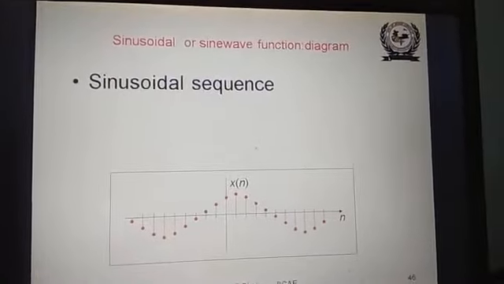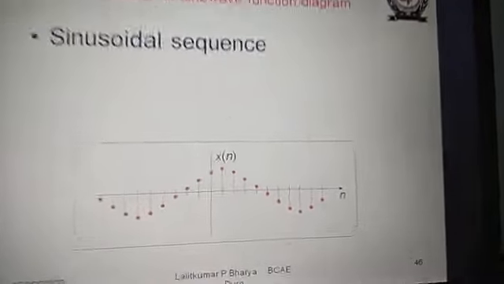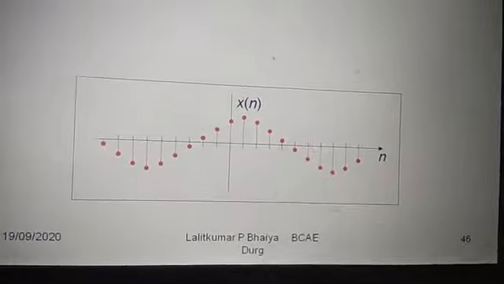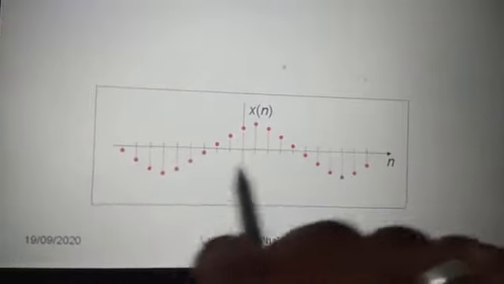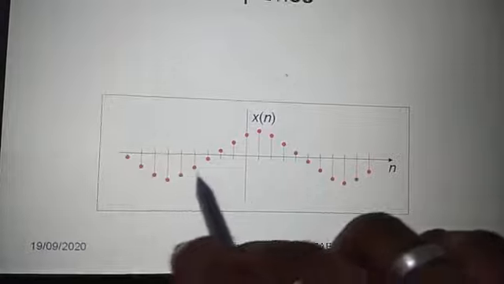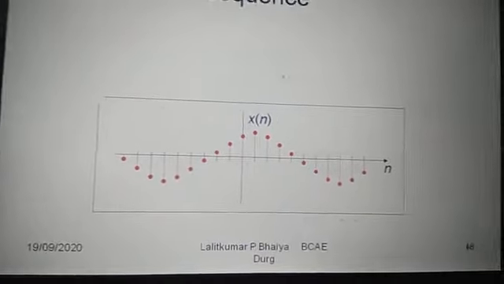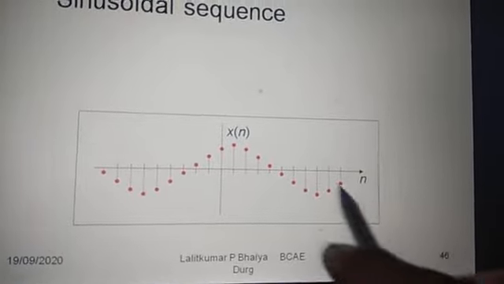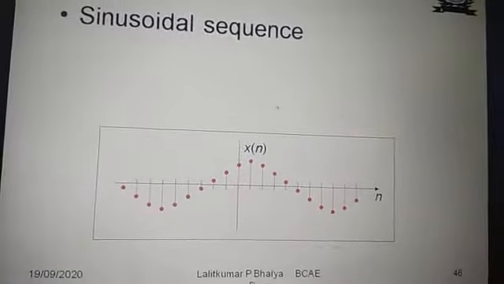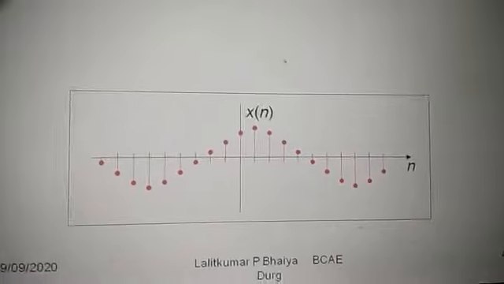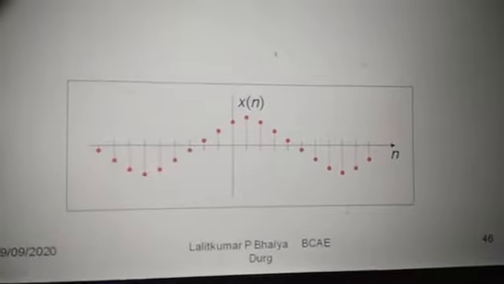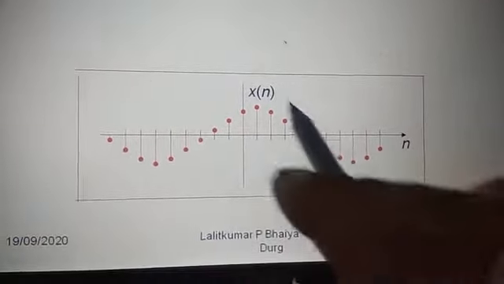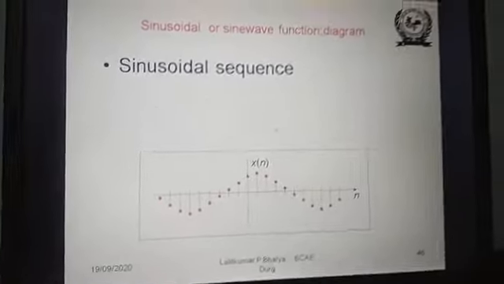Then another input signal is the sinusoidal sequence. You can see discrete sinusoidal samples are shown here. x of n is the sinusoidal signal. If it is not discrete, you can draw it continuously by joining these, and this n will change to t. This is the time domain, and x of n is the discrete time domain. So this diagram shows the discrete time domain sinusoidal signal. Otherwise you can write x of t, and continue this one, you will get the time domain.